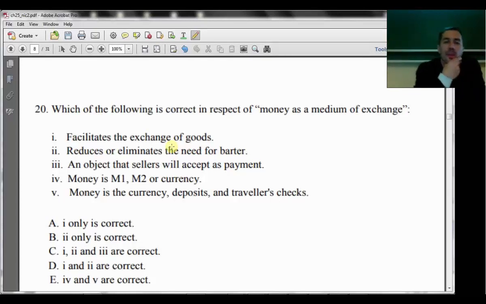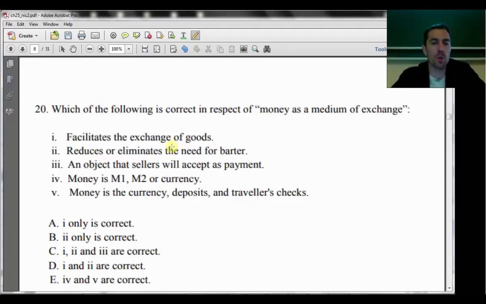So, question, which of the following is correct in respect of money as medium of exchange? Number 1, facilitates the exchange of goods. Number 2, reduces or eliminates the need for barter. You guys know what barter means?